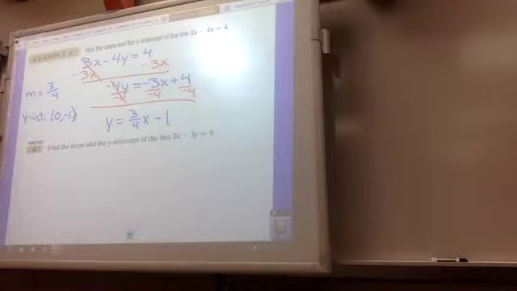All right, so try your practice. See if you can do the same thing. Manipulate that equation to put it in slope-intercept form.